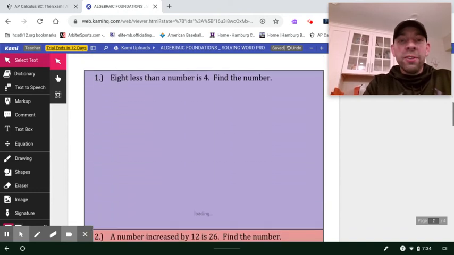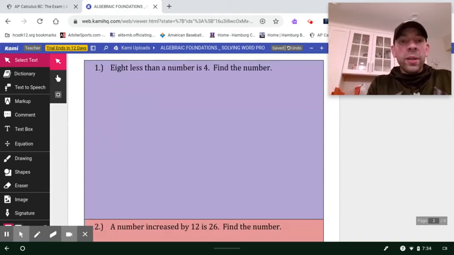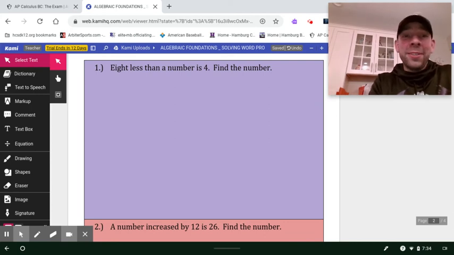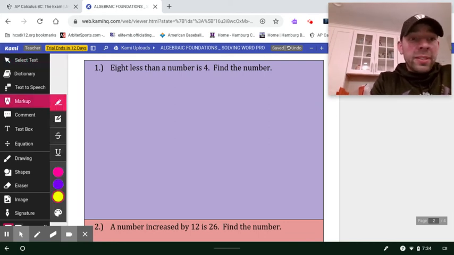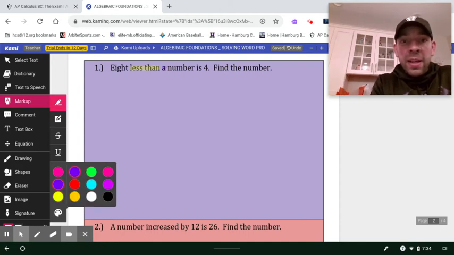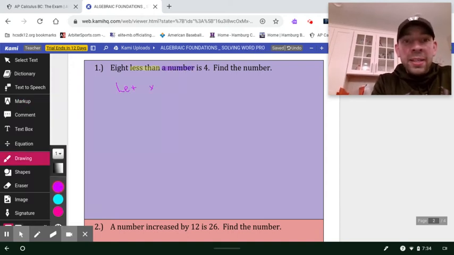All right, so let's jump right in. I'll tell you what, number 1 here is not the easiest one we're going to do tonight. So we're going to say, see that phrase less than? 8 less than a number is 4, okay? So right here, the idea of a number is my unknown. So I'm going to say to myself, let X equal a number, okay? And it's 8 subtracted from that number. So I'm going to say X minus 8 equals, because of the word is, 4.